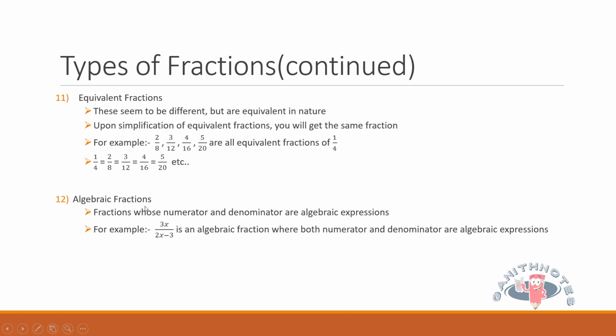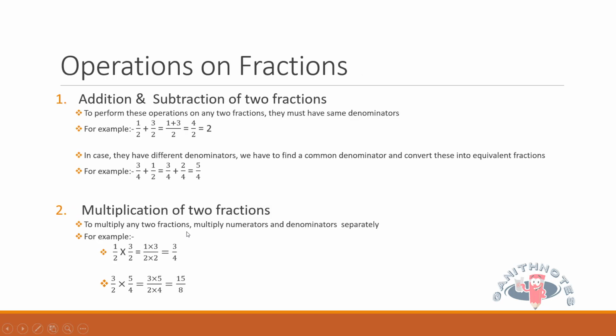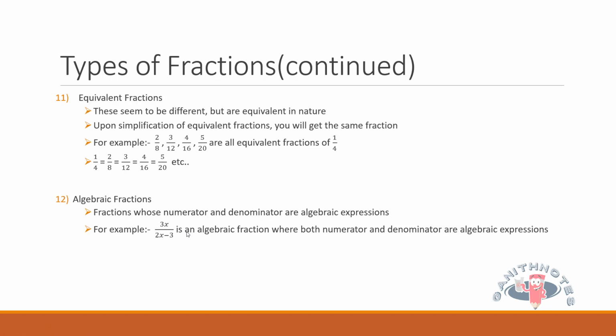Next type of fraction is algebraic fraction. These are fractions in which the numerator and the denominator are algebraic expressions. For example, 3x divided by 2x minus 3. This is an algebraic fraction because 3x is an algebraic expression and 2x minus 3 is also an algebraic expression. So both numerator and denominator are algebraic expressions, and this fraction is an algebraic fraction.